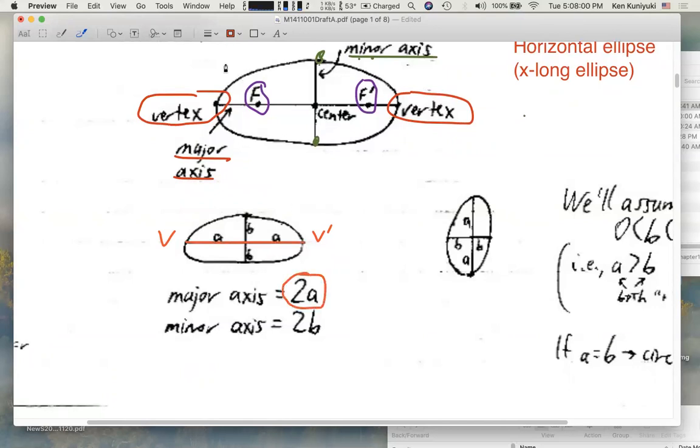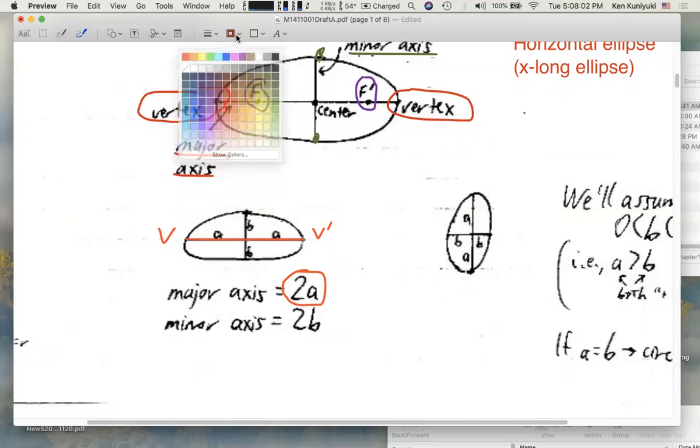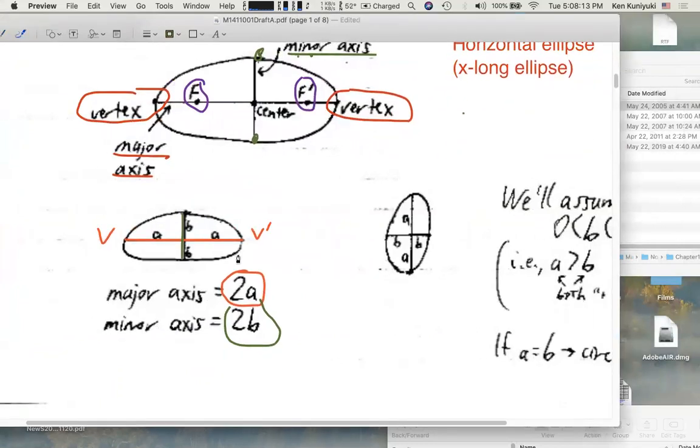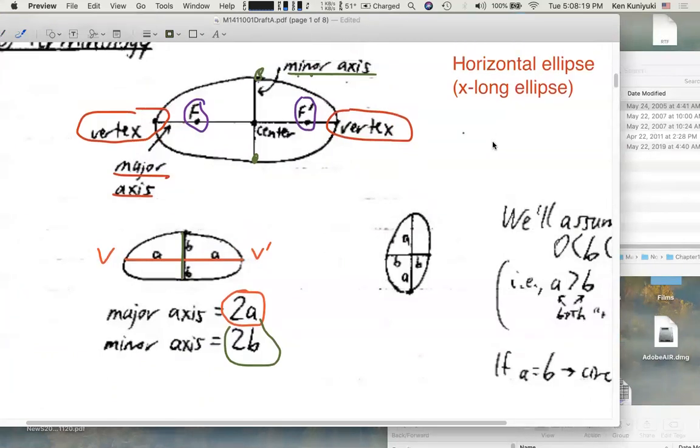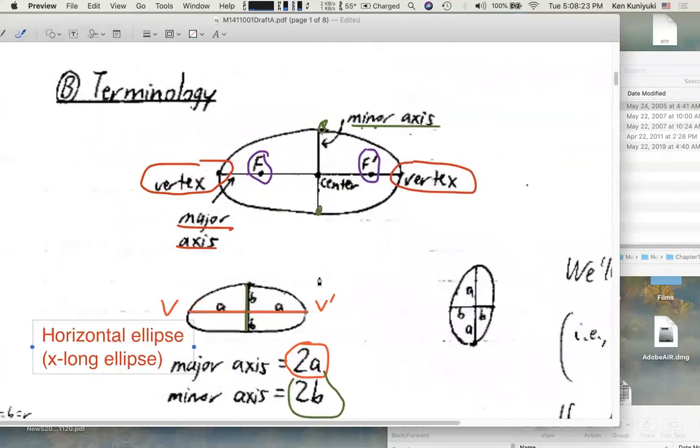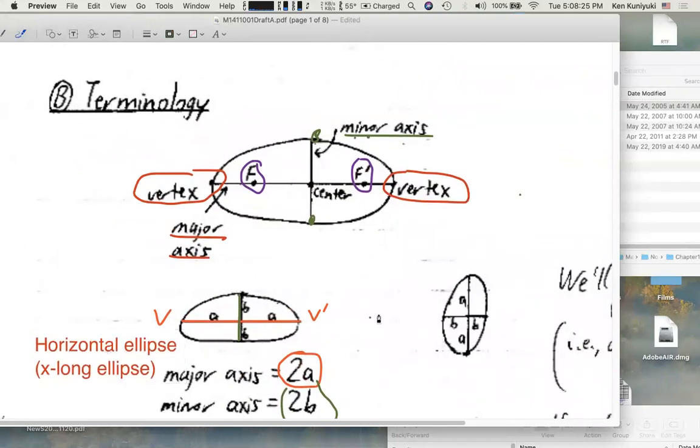The minor axis, which I'll put in green, has total length 2B. To be or not to be? It's 2B. Now that's for a horizontal ellipse, it looks like that. For a vertical ellipse, again, this is for a horizontal ellipse over here. For a vertical ellipse, it looks more like this.